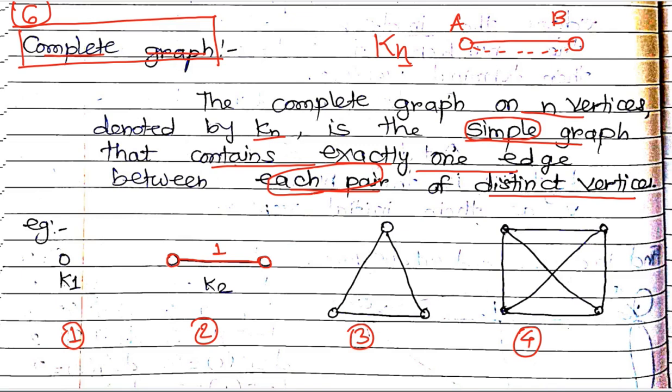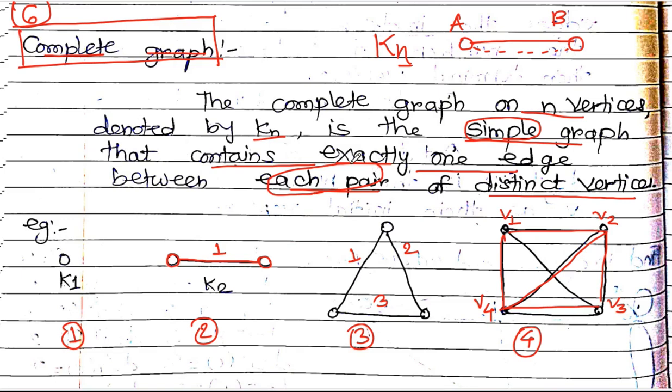Now graph number 3 has three vertices, and each pair of these vertices is connected by an edge. There is no pair remaining which is yet to be connected. Next, there are four vertices, v1, v2, v3 and v4. You will find that each pair of vertices has been connected by an edge. So this graph is called a complete graph. Every pair of vertices is connected by edges.